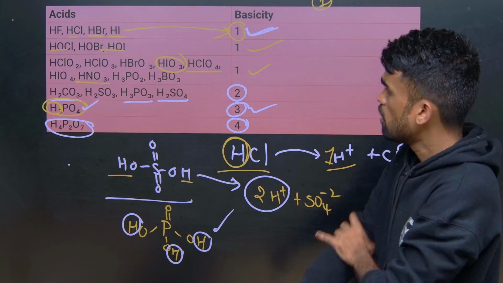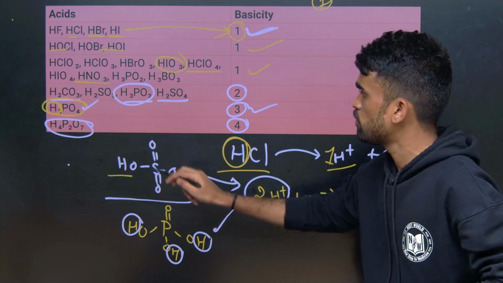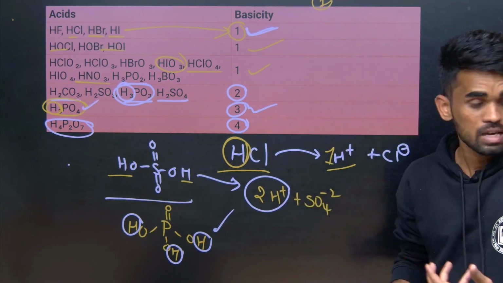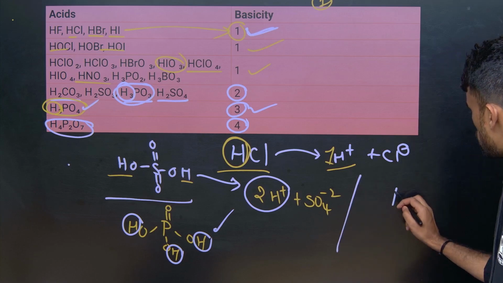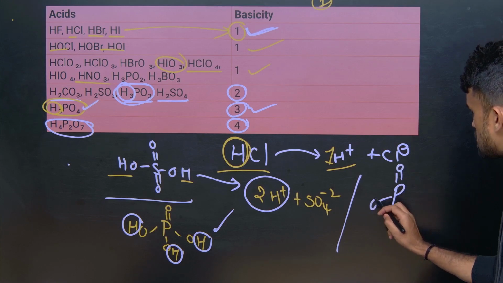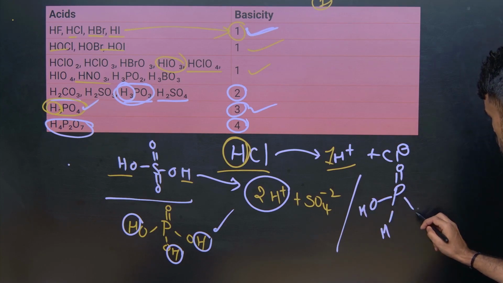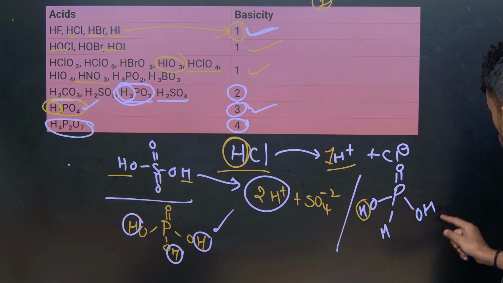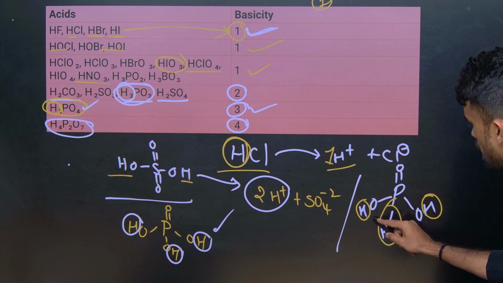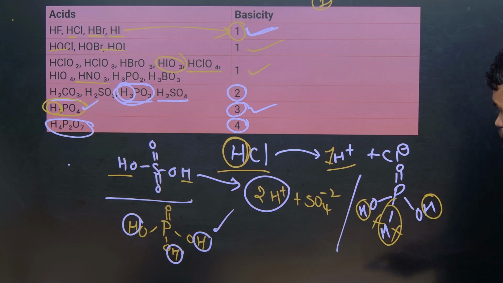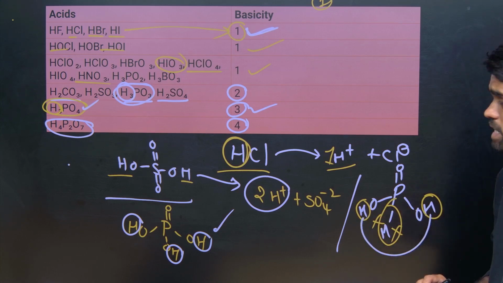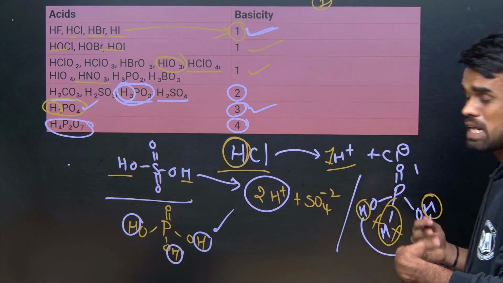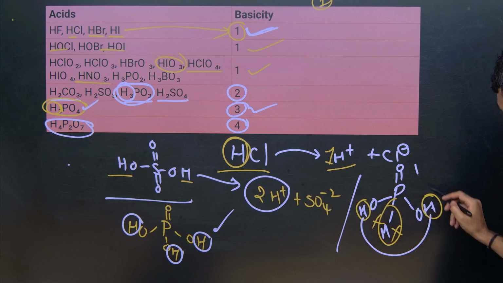In case of H3PO3, if you see, 3 hydrogens are there, but all 3 hydrogens are not acidic. Why? Because by looking at the original structure of orthophosphorous acid, which will be like this, only the OH group hydrogens are acidic. This one is not an acidic hydrogen. These two are the only acidic hydrogens. Therefore, what is its basicity or protocity? How many replaceable hydrogens does it have? This one and this one. So 2.